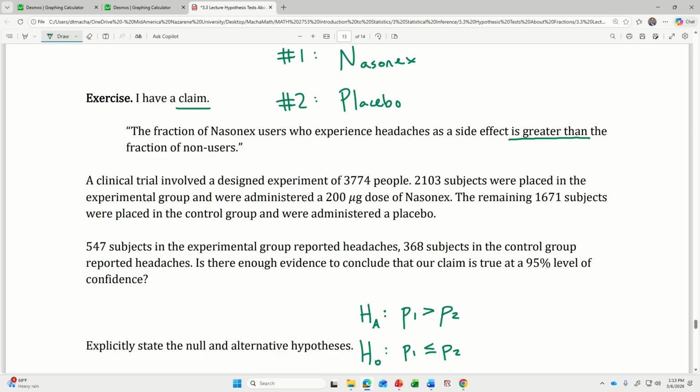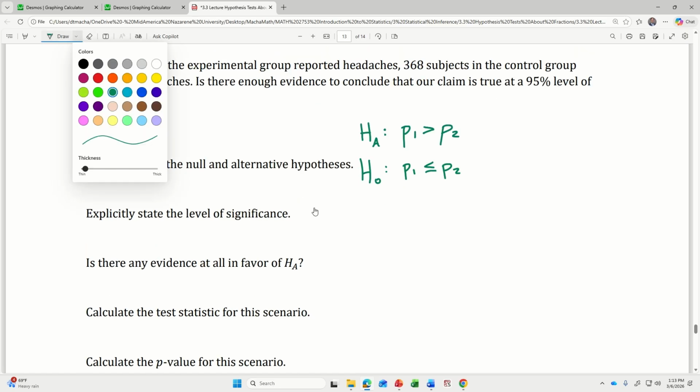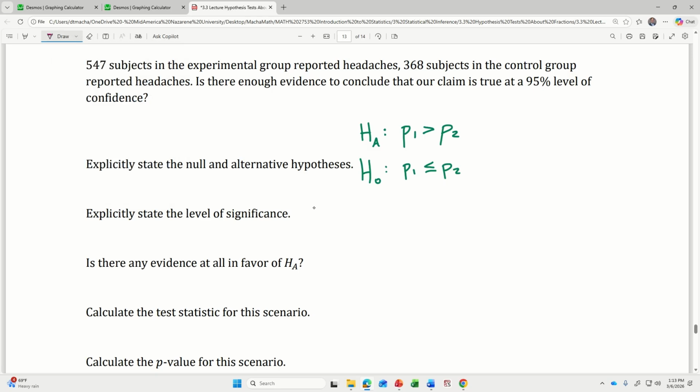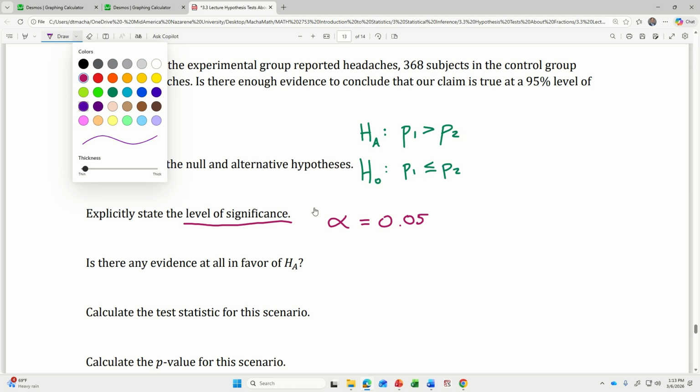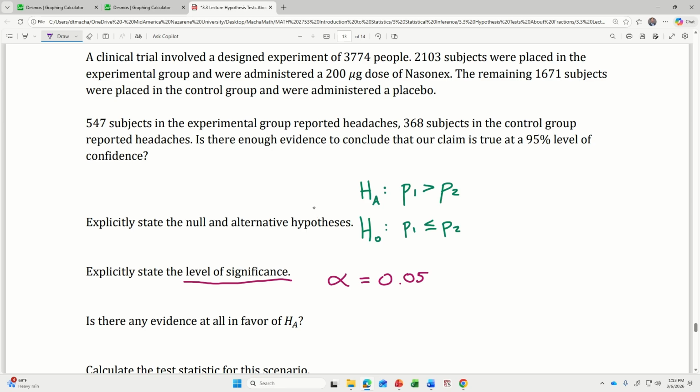Okay, so we've got our alternative, we've got our null hypotheses. The level of significance is what? Yep. I'm going to write alpha equals 0.05 for my level of significance. Is there any evidence at all in favor of the alternative hypothesis? Well, I don't know. I think we ought to do some calculating first. Like, what is P1 hat?